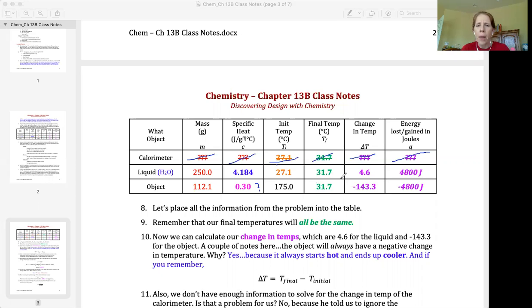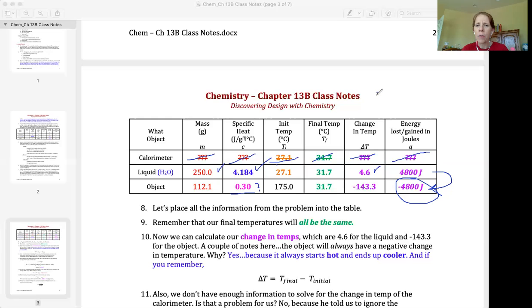Okay, so how do we go about solving one of these problems? Again, we don't know this. We can figure out the change in temperature. It's 31.7 minus 27.1, that's 4.6. Q equals mass times C times delta T. So when we multiply 250 times 4.184 times 4.6, we get 4,800 joules. Here's how this works. If this gained 4,800 joules, this lost 4,800 joules. So now I can fill in negative 4,800 joules for this, and then I can solve for my C, okay?